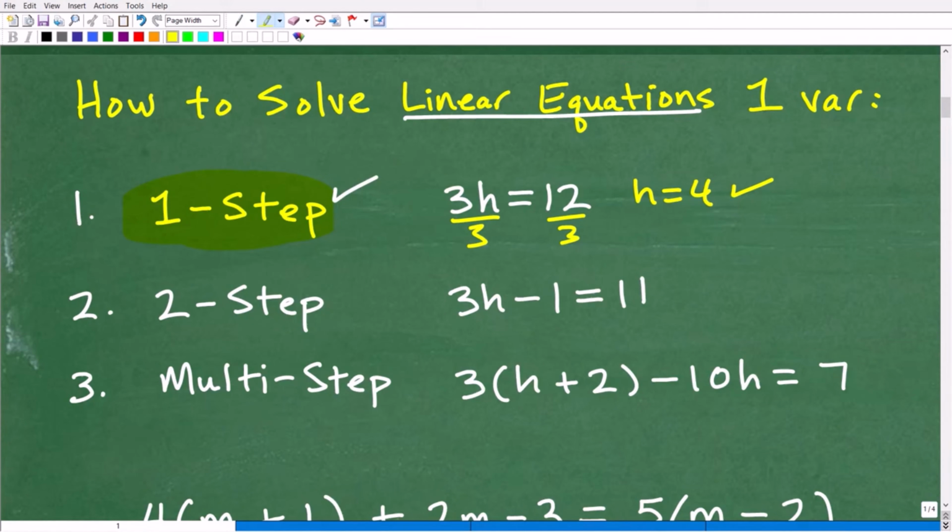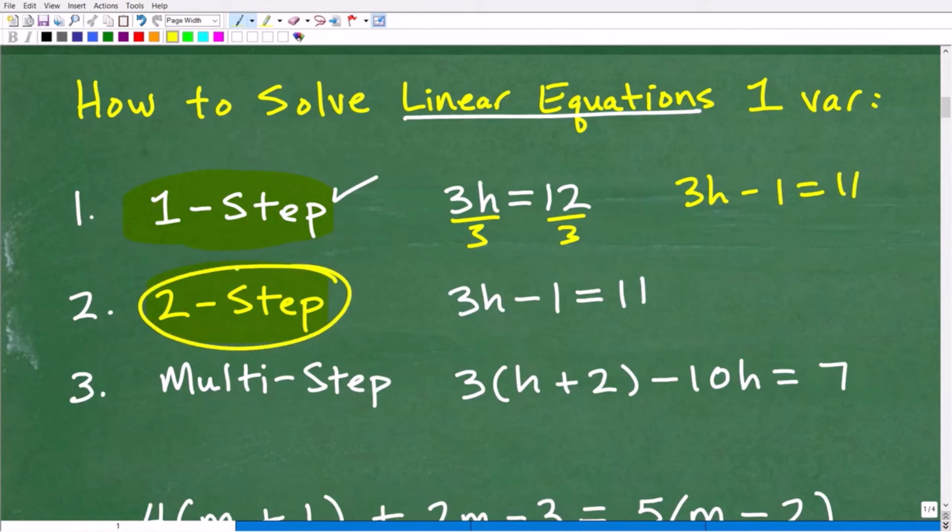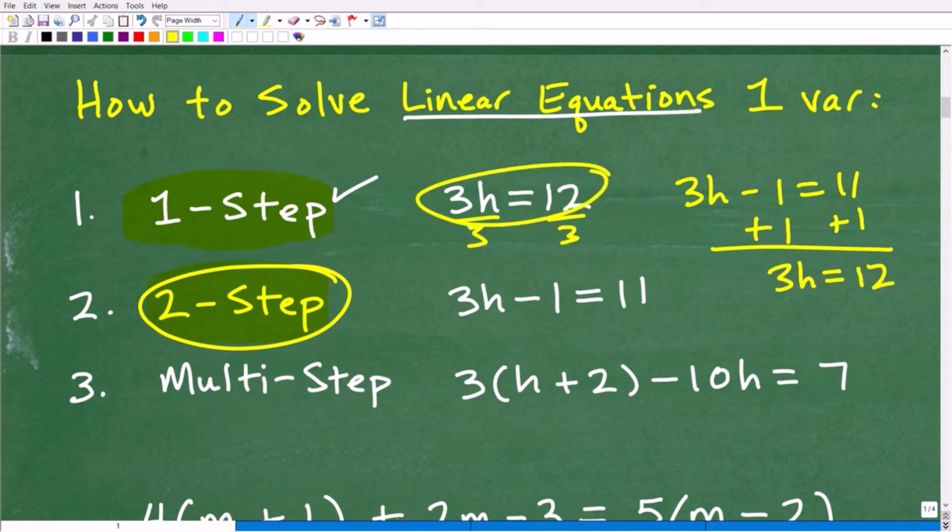Once you've mastered all these, you move on to something called two-step equations. Something like this, 3h minus 1 is equal to 11. Let me solve this real quick. This type of equation is going to involve you taking two steps. The first step is to add 1 to both sides of the equation. That gets you 3h is equal to 12.